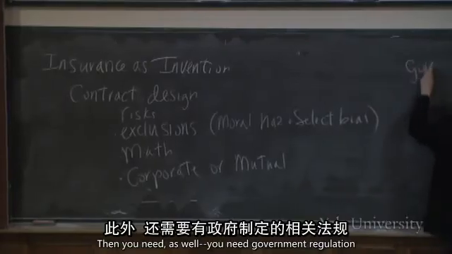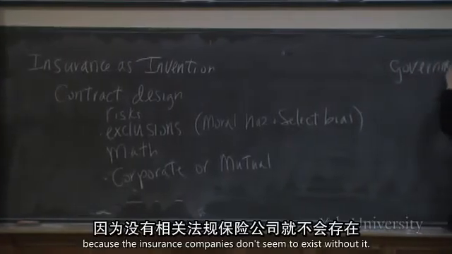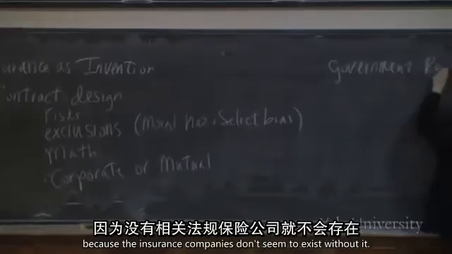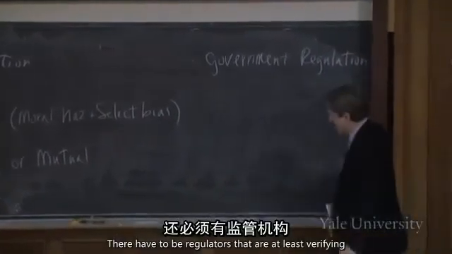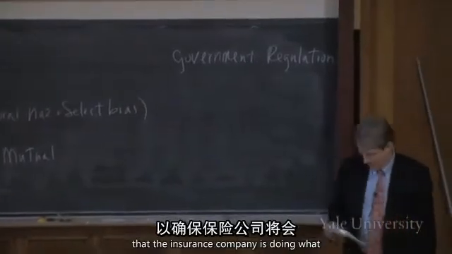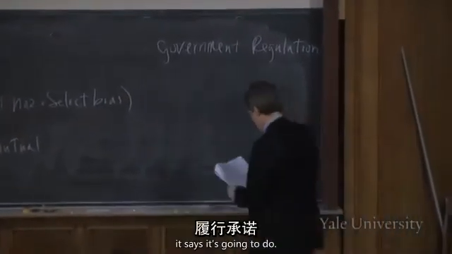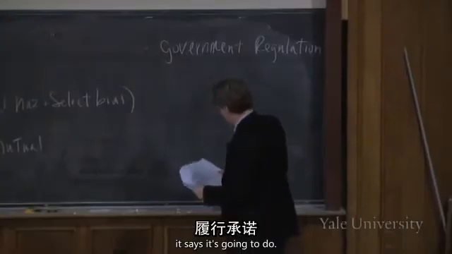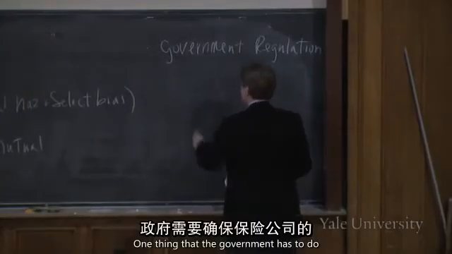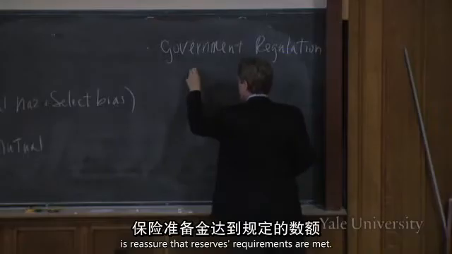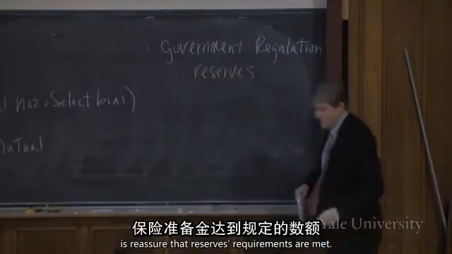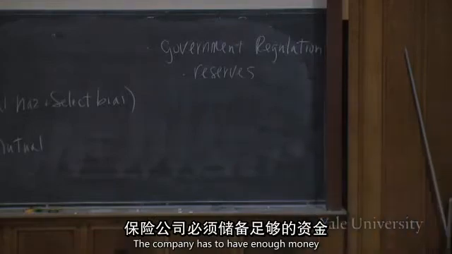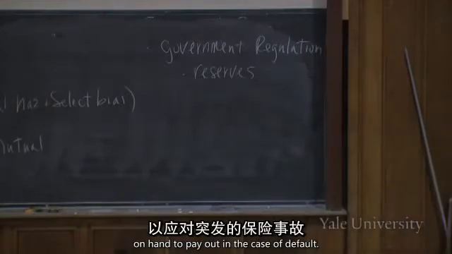And then you need, as well, government regulation, because the insurance companies don't seem to exist without it. There have to be regulators that are at least verifying that the insurance company is doing what it says it's going to do. And so the one thing that the government has to do is assure that reserve requirements are met. The company has to have enough money on hand to pay out in the case of default.